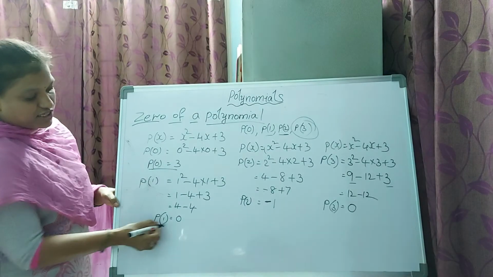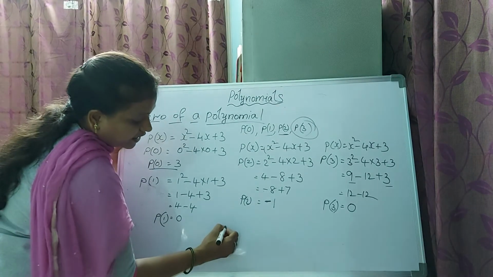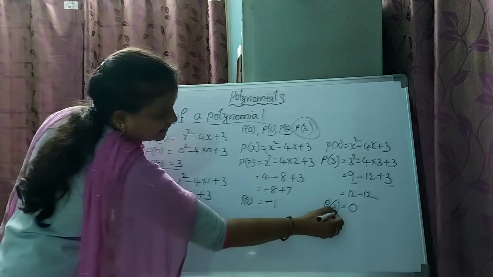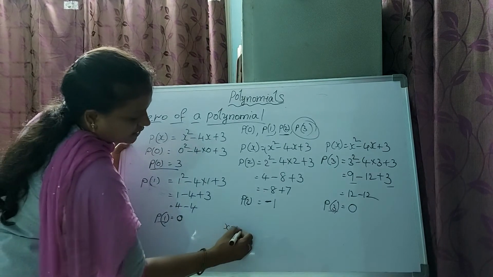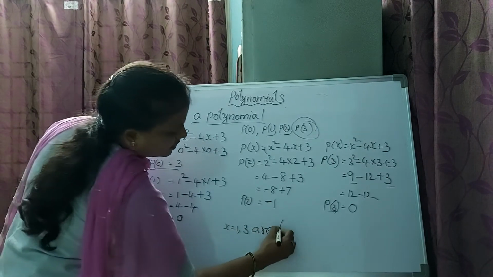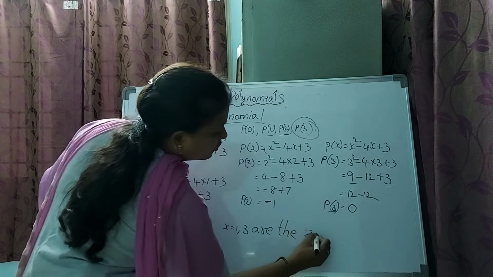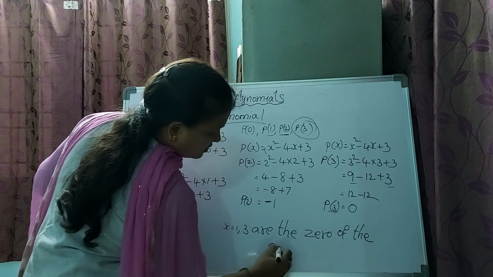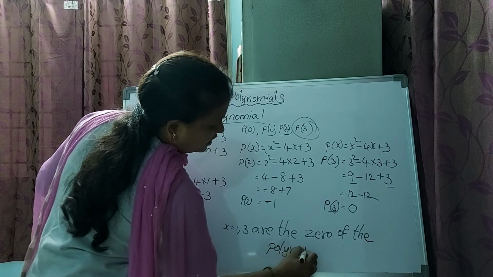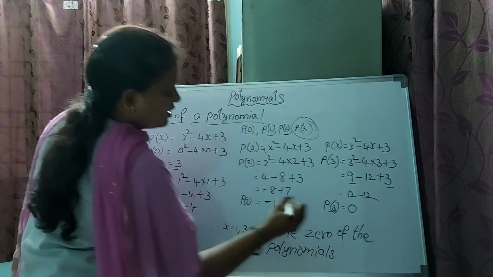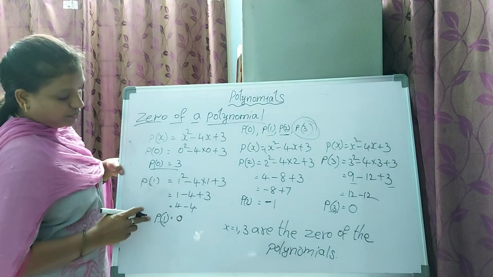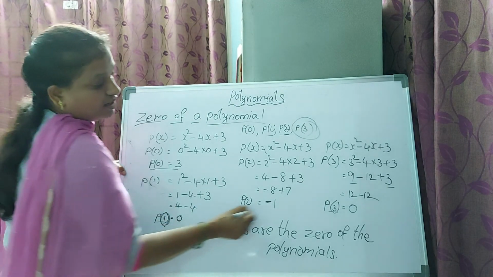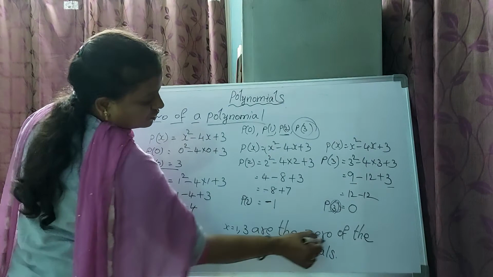P of 1 is equal to 0 and P of 3 is equal to 0. So x is equal to 1, 3. 1 and 3 are the zeros of the polynomial. If P of x is equal to 0, then the x values 1 and 3 are the zeros of the polynomial.